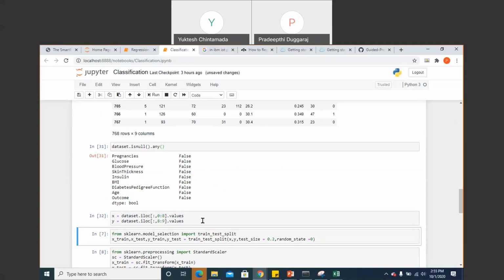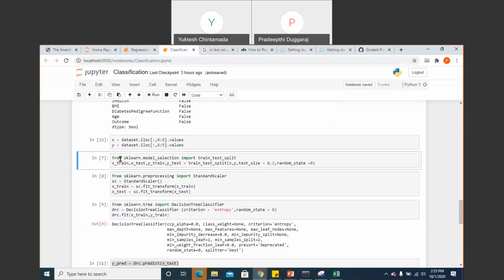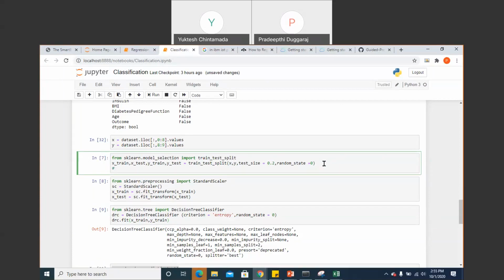And after this, I have written code to split the data into train and test sets. Here, X and Y are to be split into X train, X test, Y train, and Y test. X train and Y train are used for training. X test is used for testing. Y test is used to calculate the accuracy. First, suppose you are going for an exam. Okay.